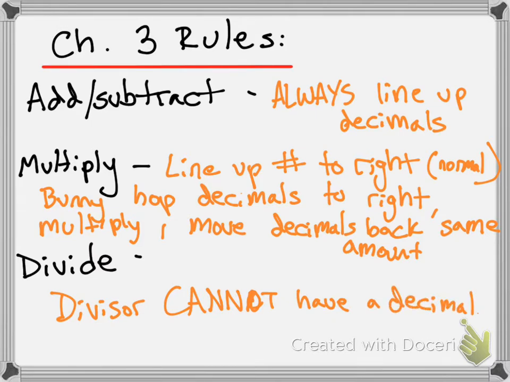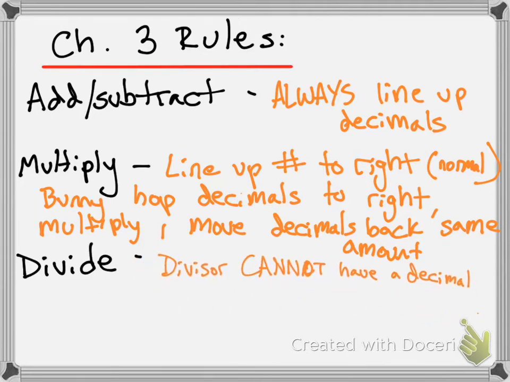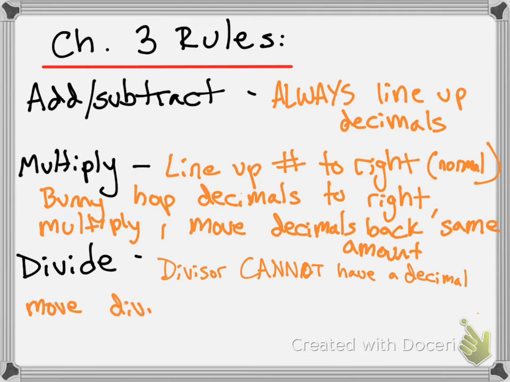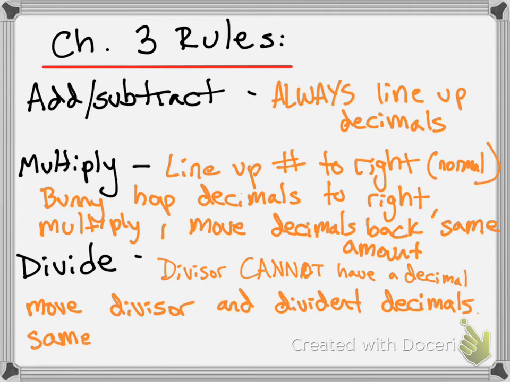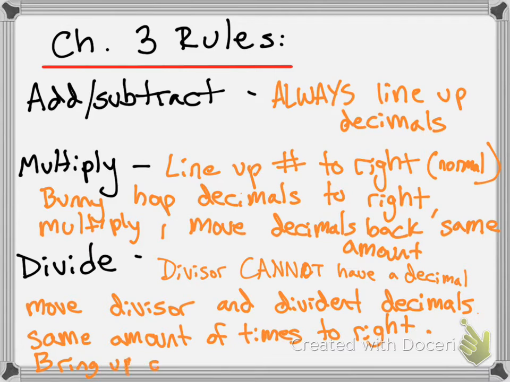I'm going to move this up a little bit so that I have room for this. The divisor cannot have a decimal. You move the divisor and the dividend decimals the same amount of times to the right. And then, as said earlier, all we do is bring up the decimal. That's it. So those are the 3 rules that we have here.